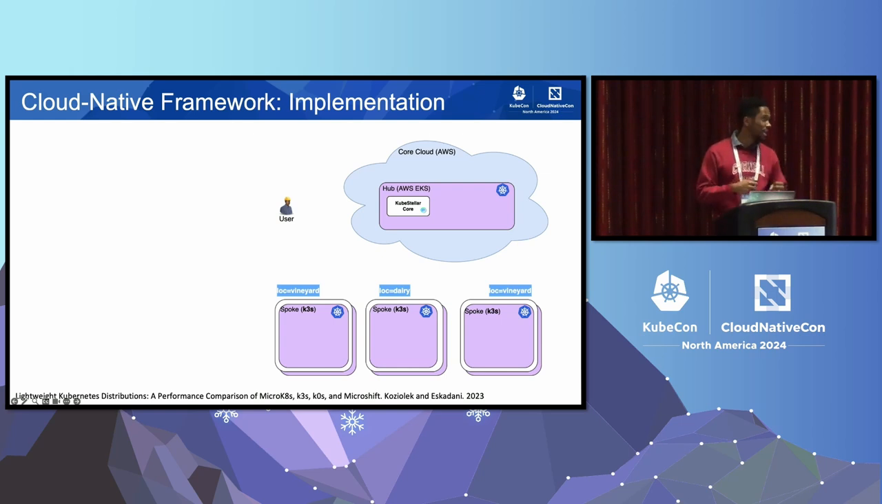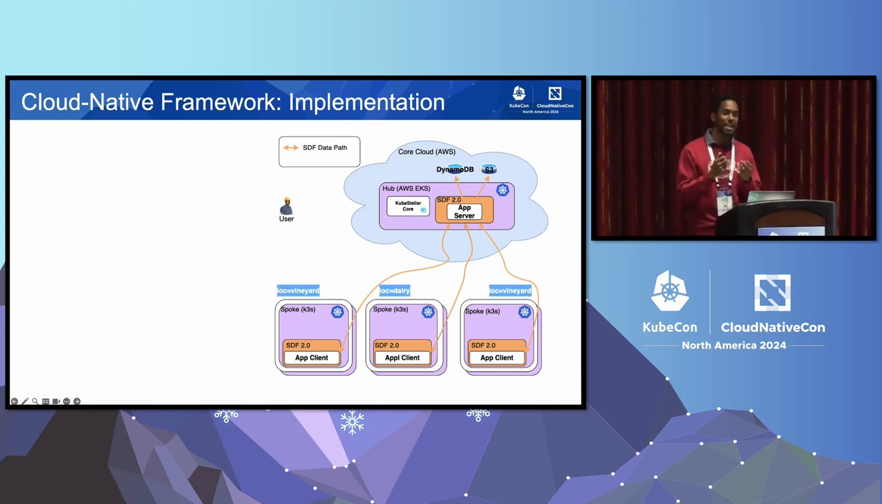And then third, in a recent paper by Koziolek and Eskadani, they did a comparison between the different lightweight versions of Kubernetes to see which ones are the best. And when it comes to pod creation latency, K3S seemed to have really good performance, so that's why we chose it. So now we have the hub, which is AWS, and we have the spokes, which are using K3S. KubeStellar then is going to be delivering updates to those locations.